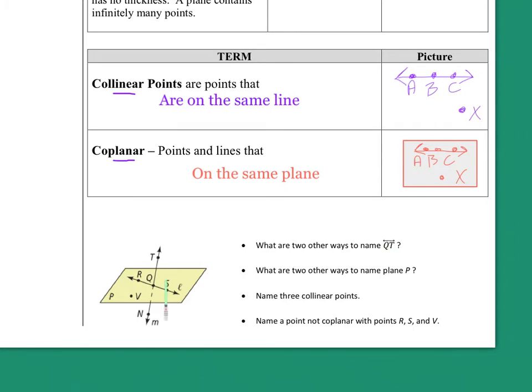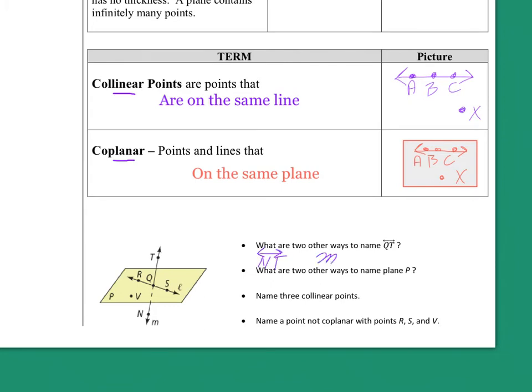So we need to find point Q and point T, and now we've identified line QT. To come up with 2 other names for it, we can pick 2 points that are on that line, or we can use a script. So for example, I could say line NT or line M. Those are some different ways to name line QT.